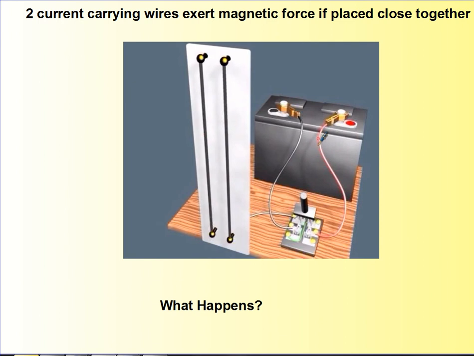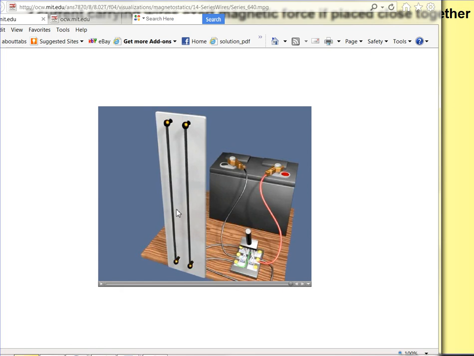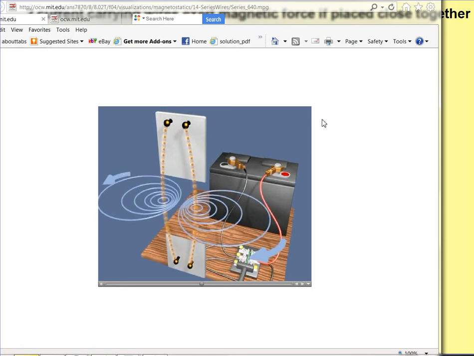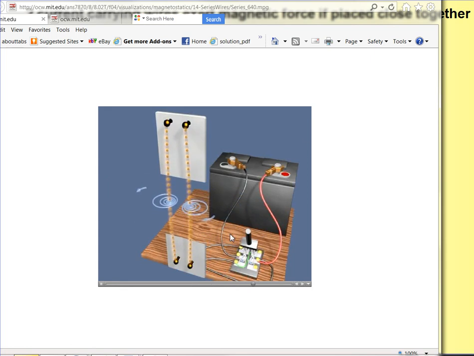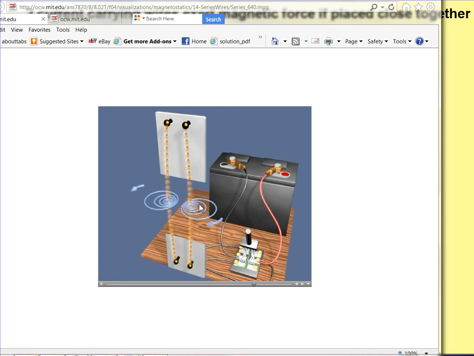Now, what if you have two current carrying wires? What happens when you bring them close together? Let's look at an MIT demonstration of what happens. Now, what we're going to do is flip the switch on and start a current in these two parallel wires. Now, watch what happens. In this case, they're going in opposite directions. And you see the wires are pushing themselves apart. Let's look at that again. These electrons are going up, these are going down, and they push away from each other.